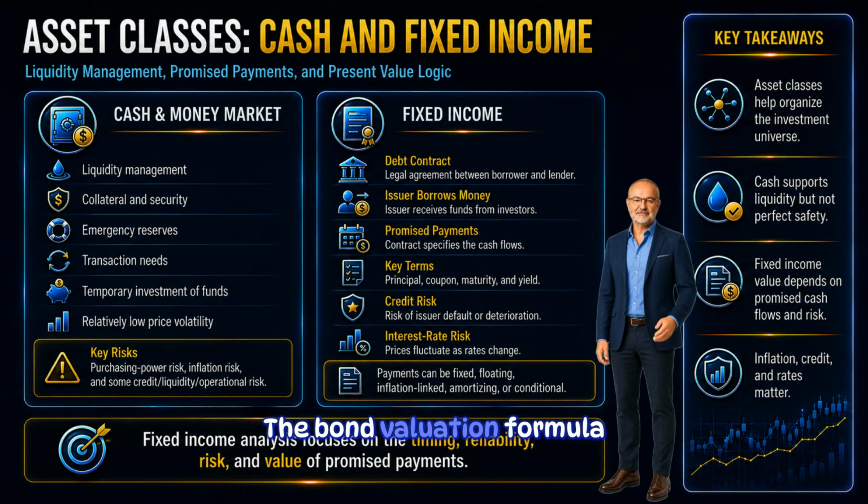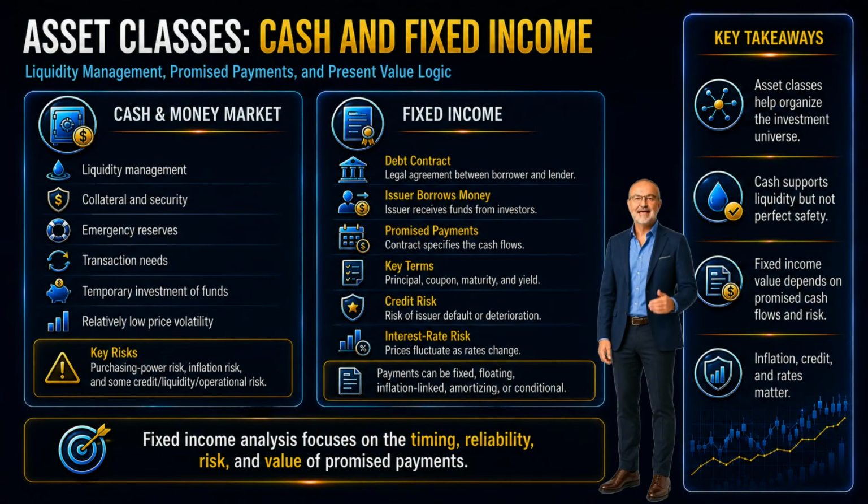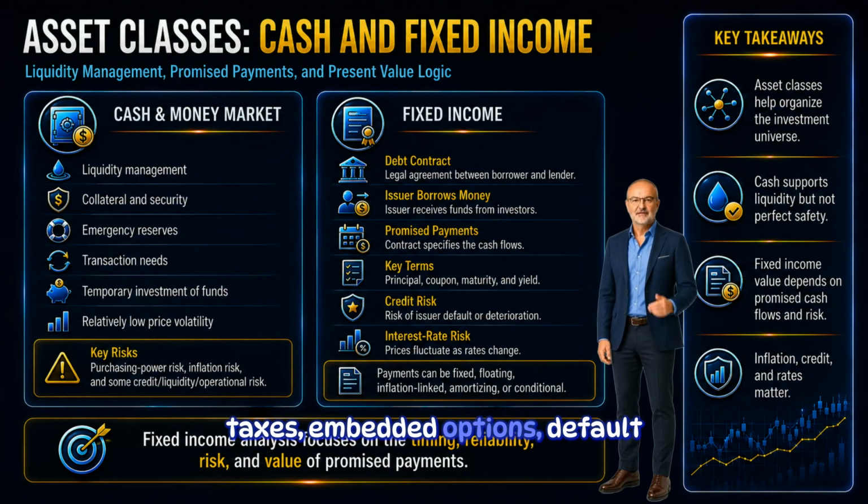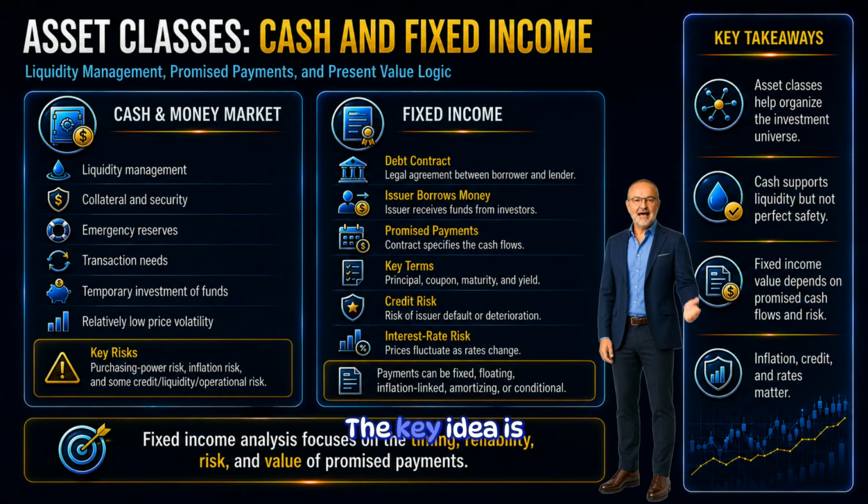The bond valuation formula shown in the background captures the basic present value logic, but actual bond valuation can be affected by contract details, taxes, embedded options, default risk, liquidity, and settlement conventions. The key idea is this: fixed income is not just about receiving payments. It is about understanding the reliability, timing, risk, and value of those promised payments.